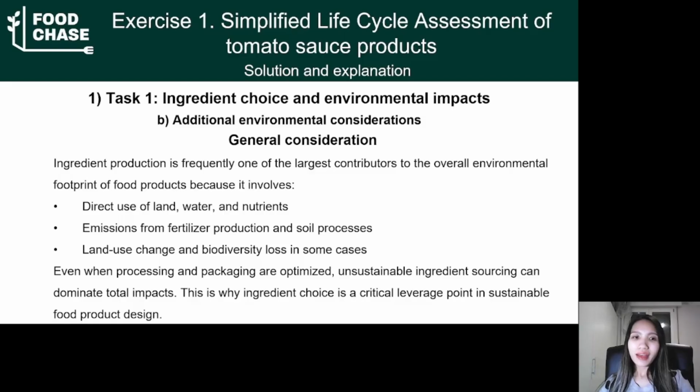It can cause emissions that come from fertilizer production and soil processes, land use change, and biodiversity loss in some cases. So even when the processing and packaging are optimized, unsustainable ingredient sourcing can dominate total impact. For this reason, ingredient choice is a critical leverage point in sustainable food product design.